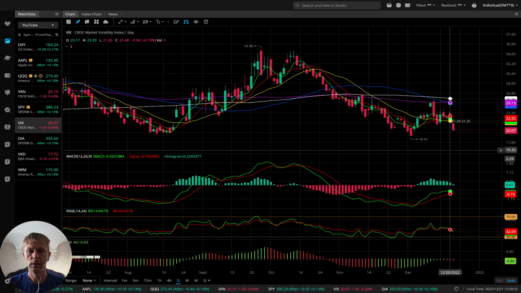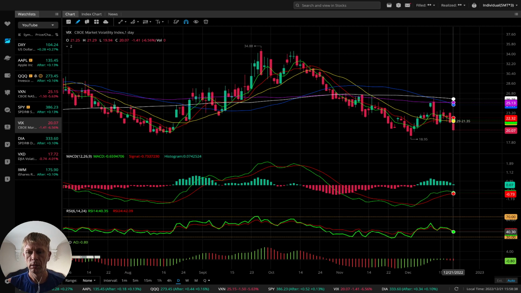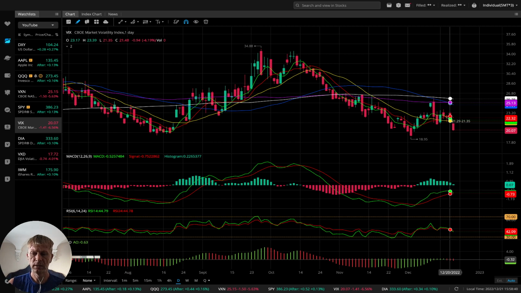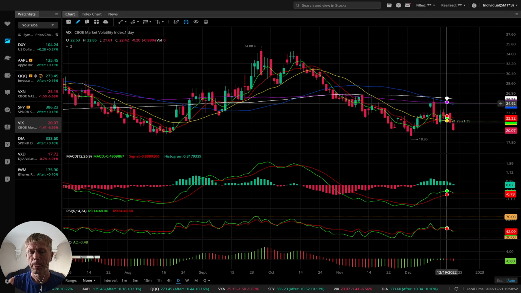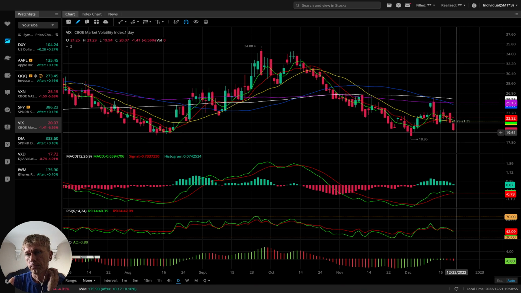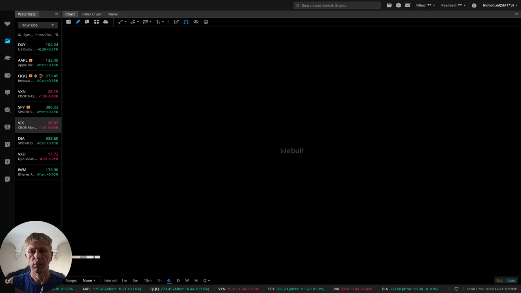Okay, and MACD is ready for a bearish crossover. RSI already did a bearish crossover. Also the oscillator is already bearish. That's what we have on daily. On daily, VIX bearish. It's bullish for SPY daily. Last bar below all moving averages. Let's check 4 hours.